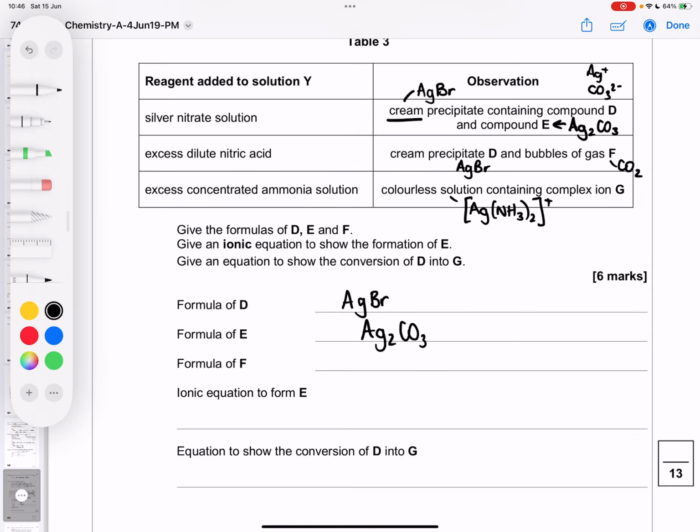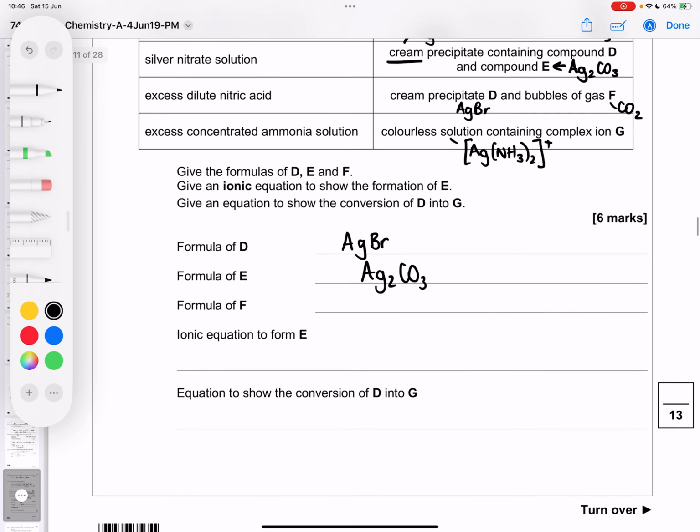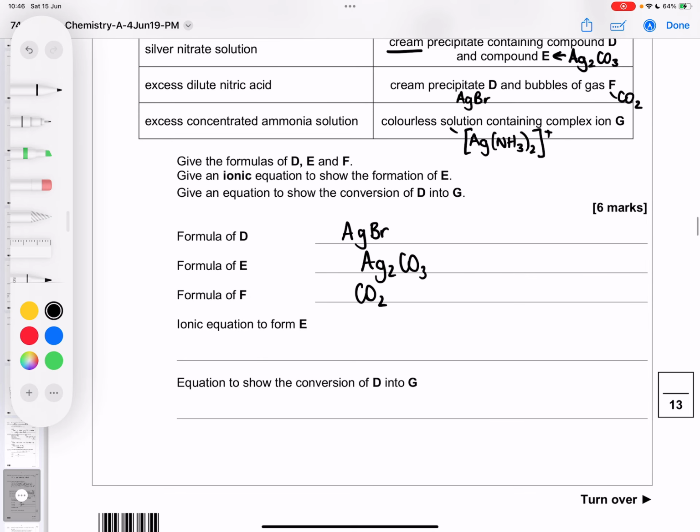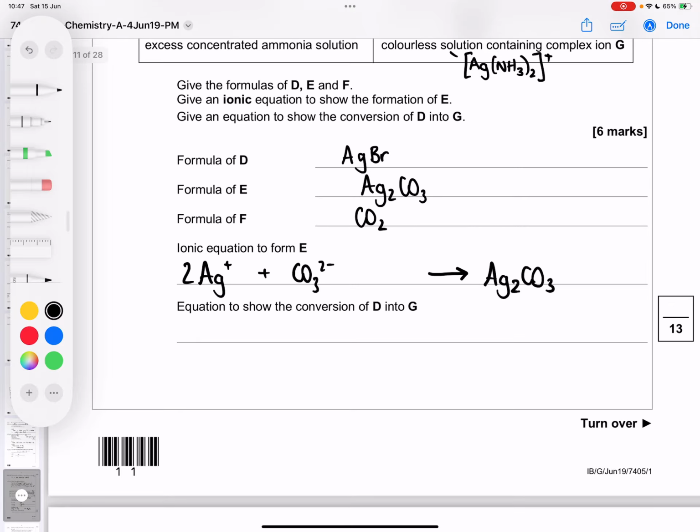This is why we normally add acid before adding silver nitrate, to remove these possible false positive precipitates of silver carbonate. Formula of F is carbon dioxide gas. We worked that one out. Equation to form E, so we're trying to form silver carbonate precipitate, and that would form from silver ions and carbonate ions, and we can see that we've got 2 silver ions in there to balance the charge of the carbonate ion. And then the conversion of D, which is our AgBr, into G, which is our complex ion.